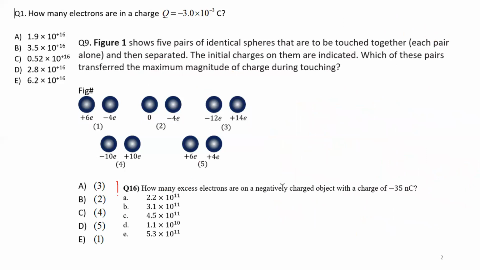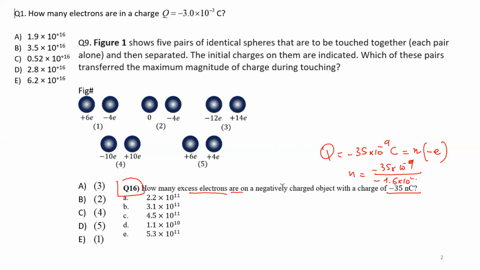So how many excess electrons do we have in a negatively charged object with a charge of minus 35 nanocoulomb? So Q here is minus 35 nano, 10 to the power minus 9 coulomb. This should be equal to the number of excess electrons multiplied by the elementary charge of an electron, minus e. So n will be just minus 35, 10 to the power minus 9, divided by minus e, which is minus 1.6, 10 to the power minus 19. Coulomb will go away. At the end, I will have the number of excess electrons, which is this number. Okay, this type of question is the easiest.